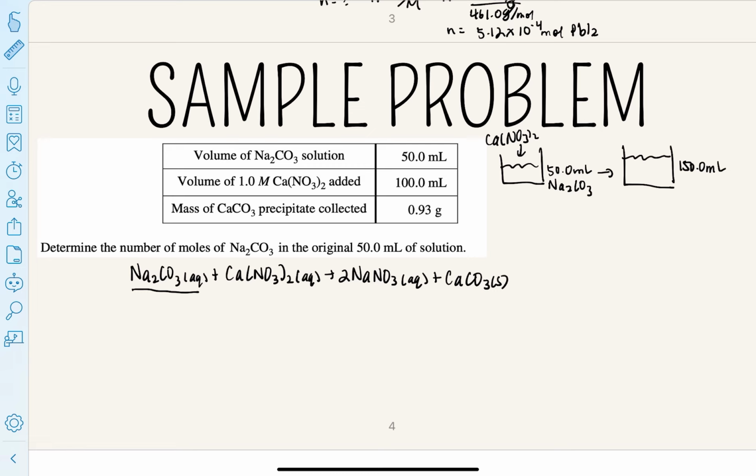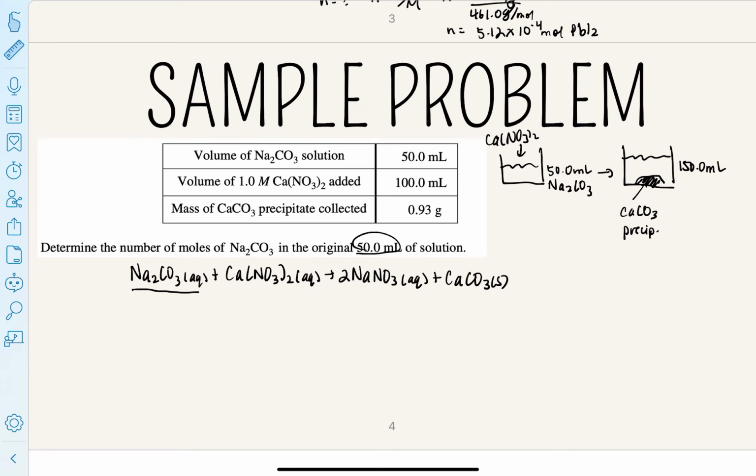And not only do you get an aqueous product, so you get a sodium nitrate that's aqueous, but you also get a precipitate that forms here, calcium carbonate. So I'll draw a little precipitate here. So this is my calcium carbonate precipitate. And it's given me a mass value as well. I think that's all we need to really draw for our lab visual. It says here to determine how many moles of sodium carbonate are there in the original 50 milliliter solution.